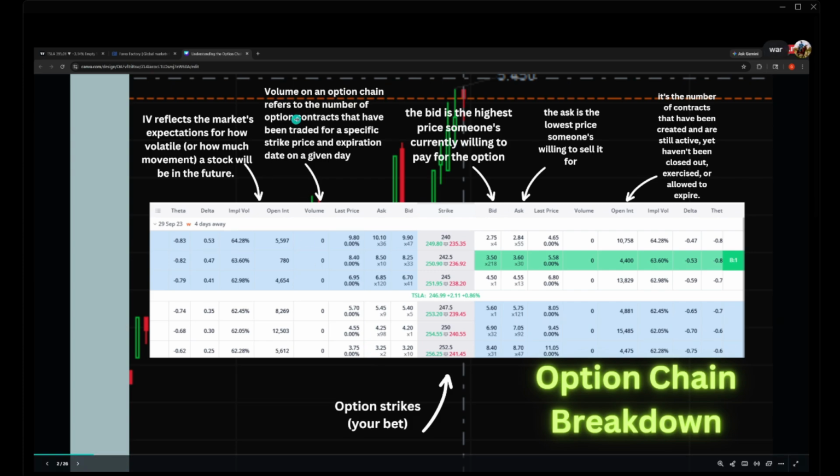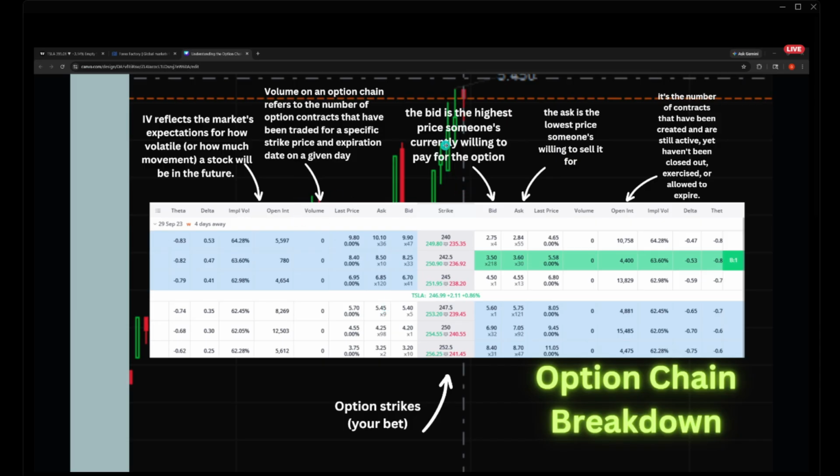Volume on the options chain refers to the number of option contracts that have been traded for a specific strike price and expiration on a given day. It literally tells you how many times the back and forth has been happening on that particular contract. So if you look at something like Tesla, you'll typically see a lot. Not always, but most of the time, your big tech is going to have regularly trading contracts. Lower volume typically can lead to wider spreads, which the spread is the bid and the ask. We're going to go over that in just a minute.